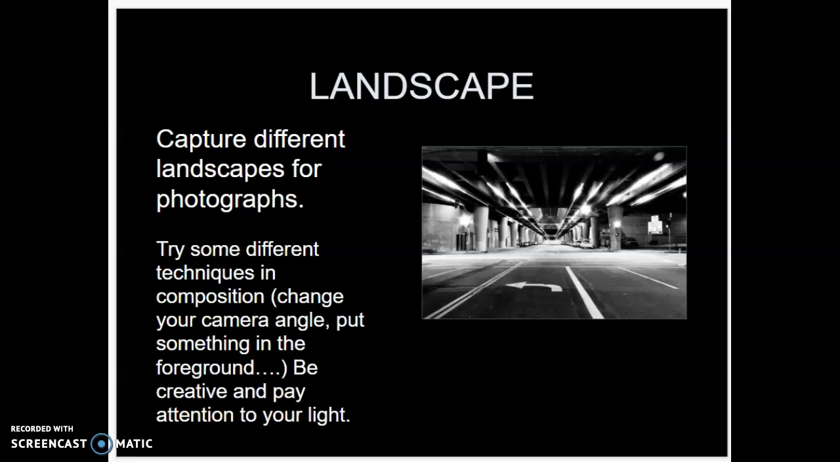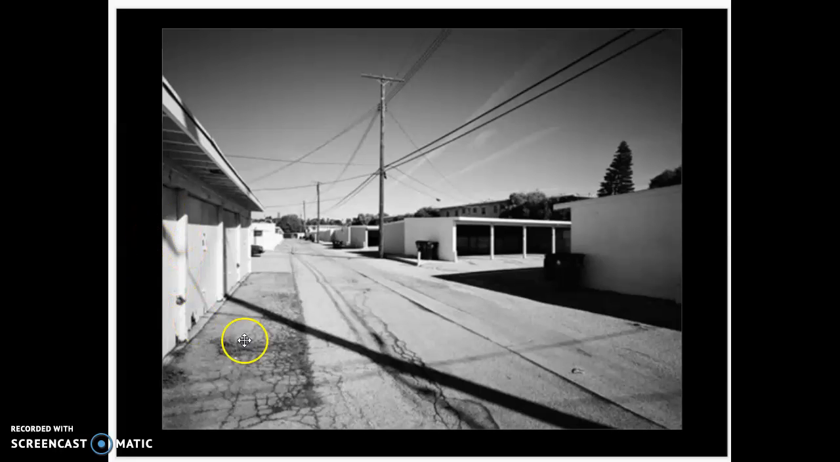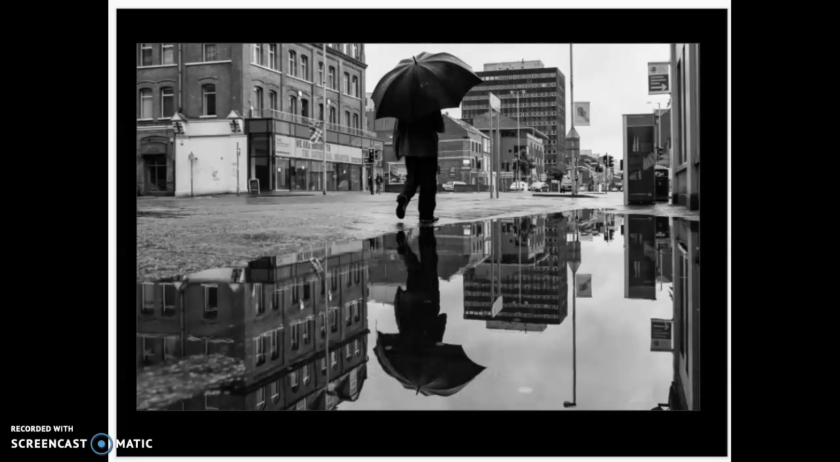Landscapes, try some different techniques in composition. Change your camera angle, put something in the foreground. Be creative. Think about that attribute of light and timing. Try and have a clear subject. And try some cityscapes. Go out in your backyard, walk down the street. You can also go into some parks. But oftentimes the landscapes of the city are just as intriguing or more intriguing than some of the nature landscapes. So get creative with your landscapes. And keep in mind the light, having some areas of light and some areas of dark.